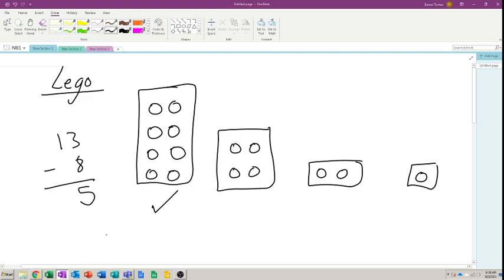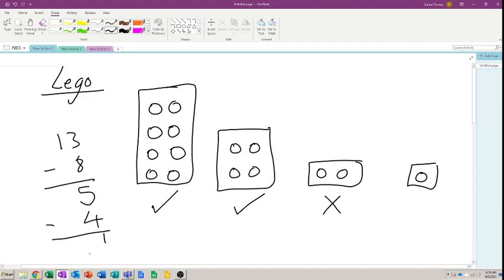So there are 5 studs left to fill. And then I move on to the 4 brick and I say, right, does this brick fit nicely into 5? And I say, yes, it does. So I take that away and say, right, I'm going to use that brick. I now move on to the 2 brick and I say, does the 2 studs fit nicely into 1? And I say, well, no, it doesn't. It doesn't fit in there at all. So I can't use that brick to make the number 13. So I put a cross there and say I can't use that brick.